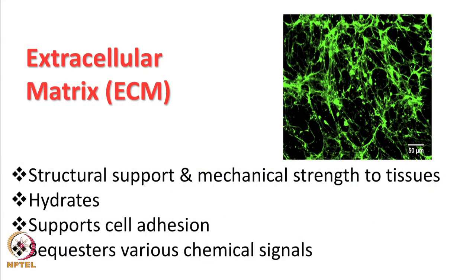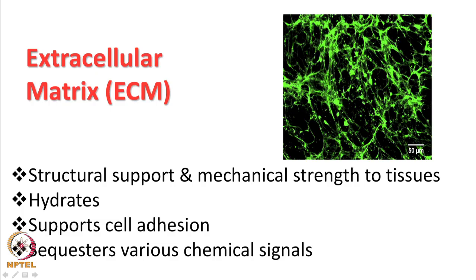Now, you need a firm ground and what is that firm ground? This is called the extracellular matrix. It is a structural support which is necessary for cells to be scaffolded to form tissues and organs. It hydrates, so it acts as a storage for water. It supports cell adhesion and it sequesters various chemical agents.